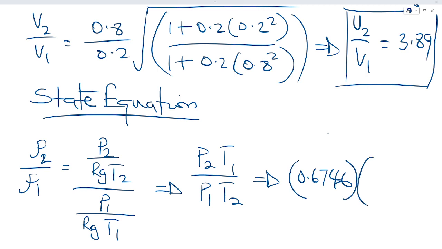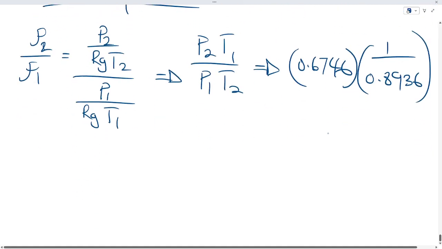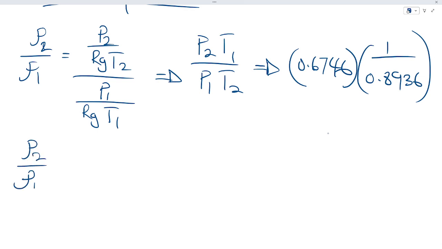Then T1 over T2 equals 1 over 0.8936. So the ratio of the density rho 2 over rho 1 equals 0.76.